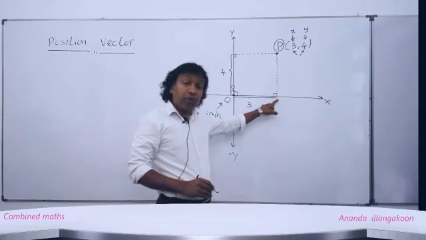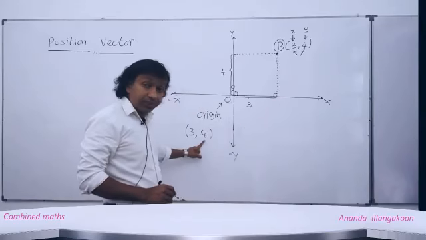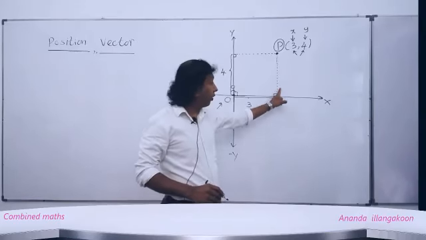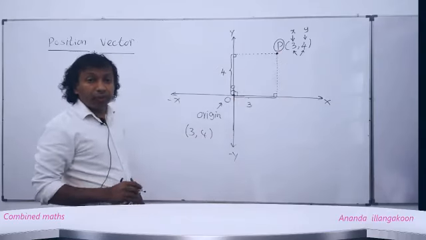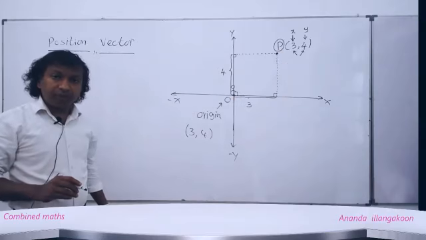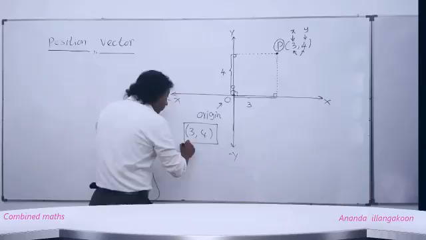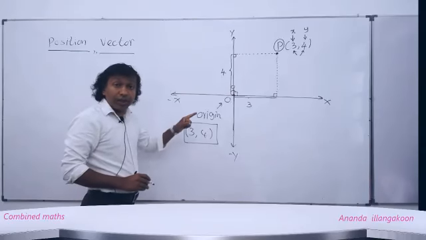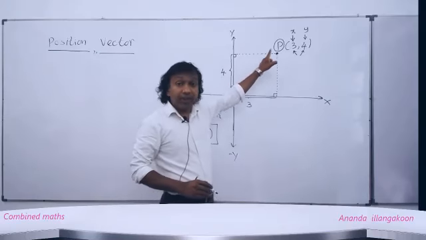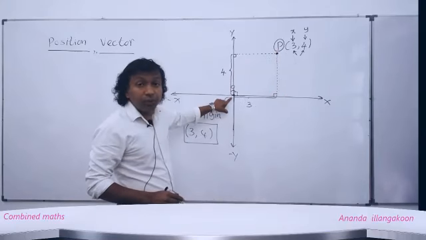Then from there, he moves 4 units parallel to the y-axis from this point. Then you can very easily find the point P. Therefore, people, these 3, 4 coordinates describe the location of the point P on this plane relative to point O.